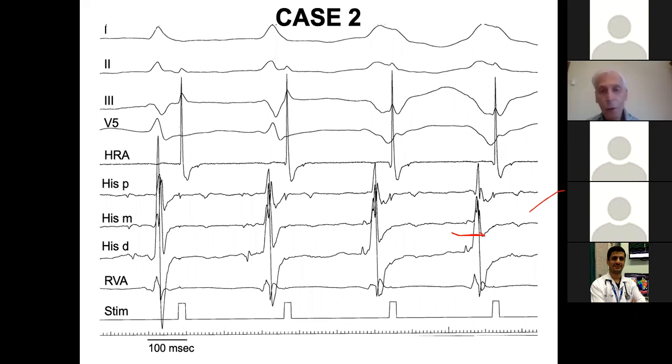A nodoventricular, an antidromic nodoventricular, will not respond to a PAC, to a premature atrial depolarization. Because it has to get through the node to get to the bypass track if it's nodoventricular, and it can't.